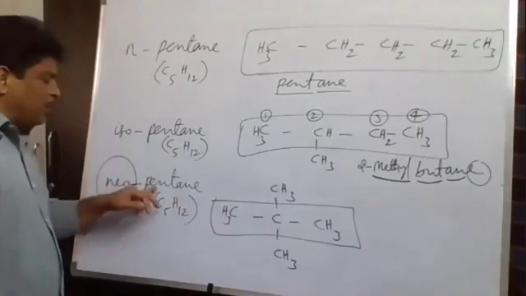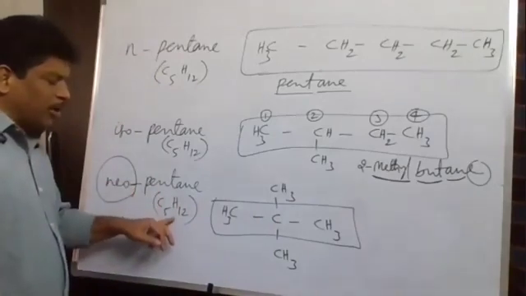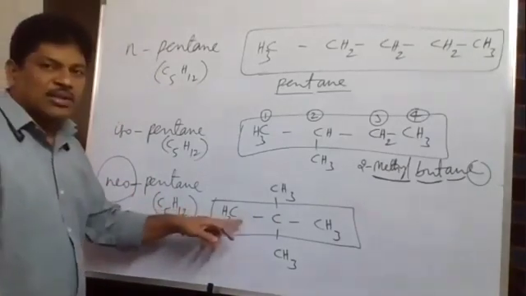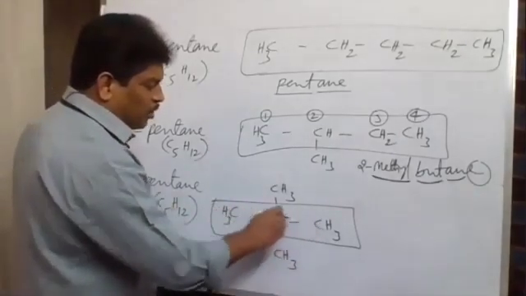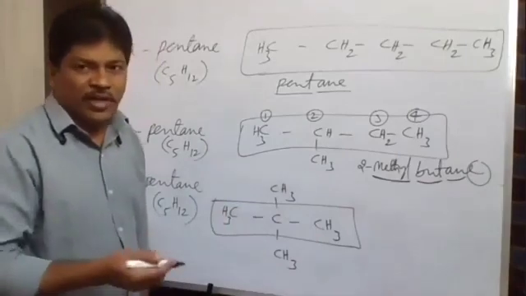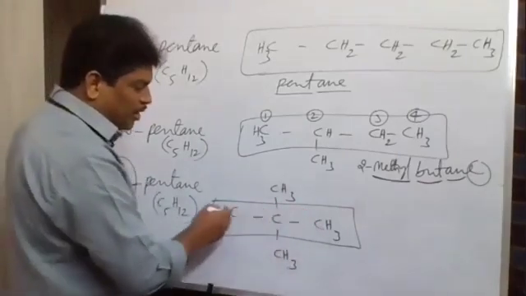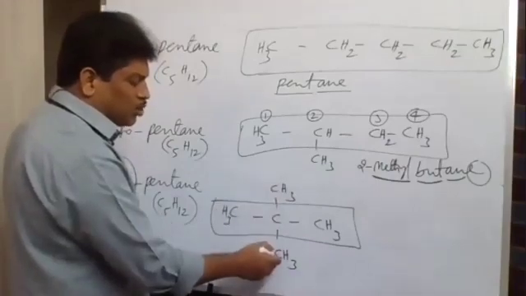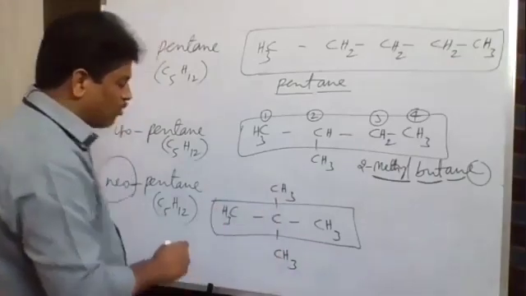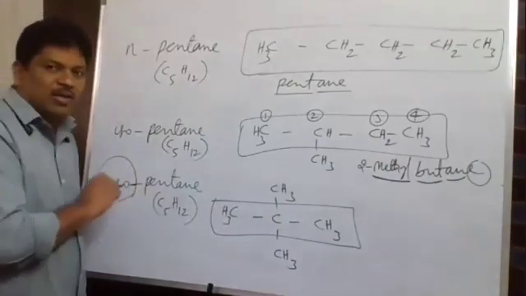Now in this case, neopentane, C5H12 is the molecular formula, but the structure is changed here because the arrangement of carbon atoms in the parent chain is different. Only 3 carbons are in the parent chain. The remaining 2 carbons form 2 methyl branches attached to the last but one carbon. So neopentane is the common name here.